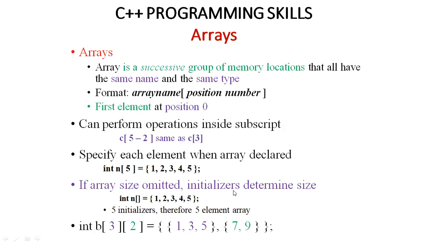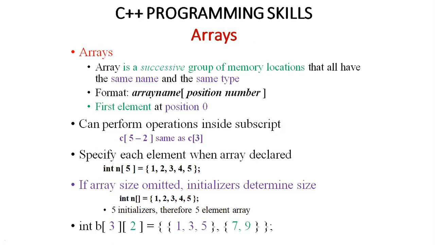If the array size is omitted, the initializer determines the size. Which means that this is also acceptable. We don't have to write the 5 like this. We can just leave it blank because the initializer will count how many elements are here. So we have 1, 2, 3, 4, 5. The initializer will determine the size. There are 5 initializers, therefore 5 elements in the array. So it is possible to write this one, or you don't have to write this one. Okay.